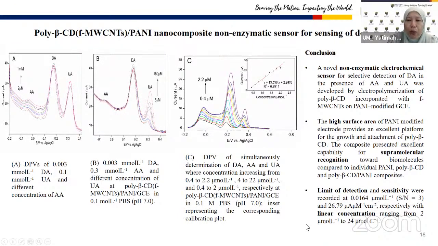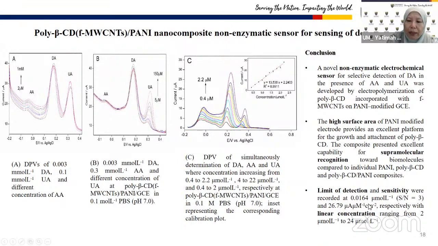So what can be concluded in this study is that we are producing a non-enzymatic electrochemical sensor for selective detection of dopamine, even in the presence of AA and UA, ascorbic acid and also uric acid. And what can be measured as well in this study is a high surface area, because we are looking into the morphological studies. We can see that there is a lot of high surface area on that.